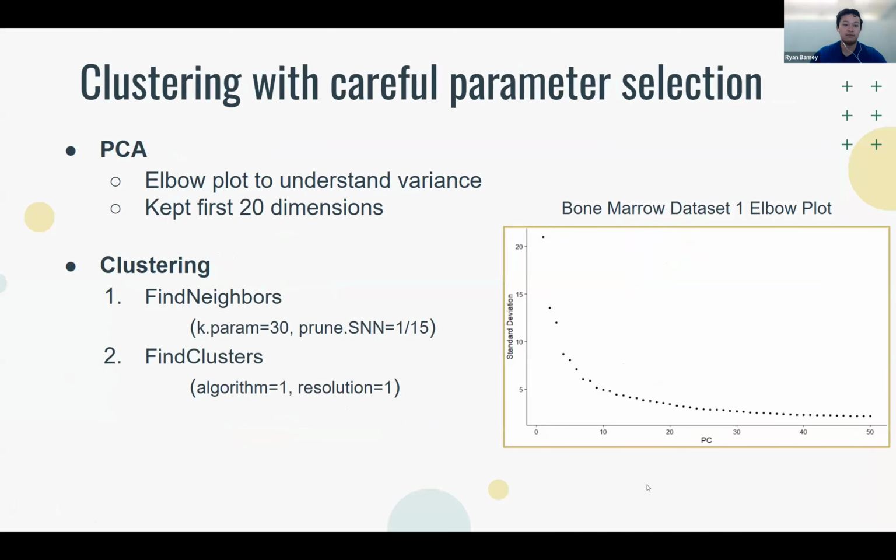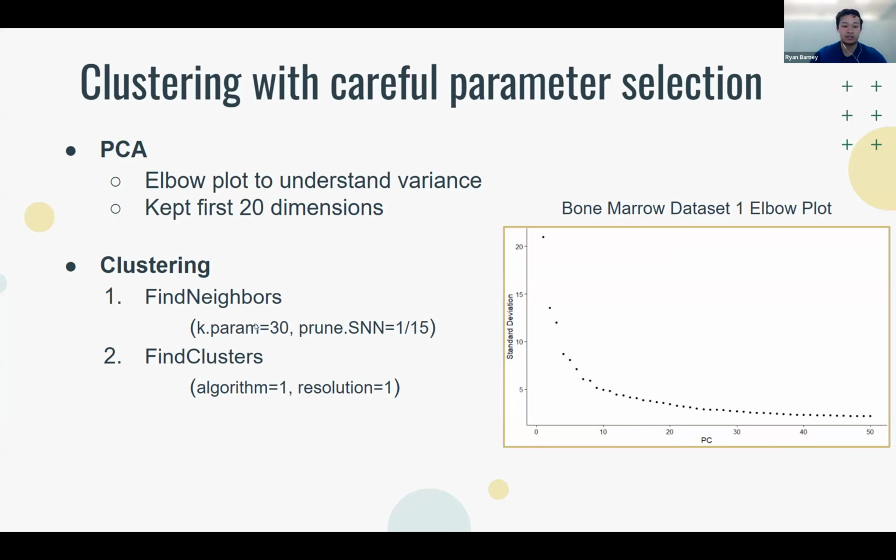And then from there, I ran PCA. I captured the first 50 PCs, and I plotted them in an elbow plot you see here. Based off of this elbow plot, I decided that around 20 would be an appropriate number of dimensions to keep, since it definitely flatlines out from there.